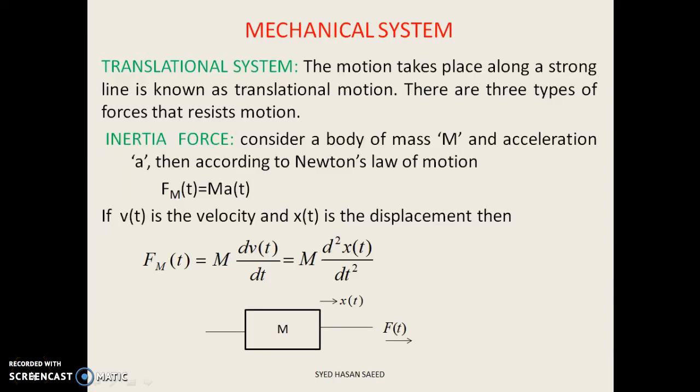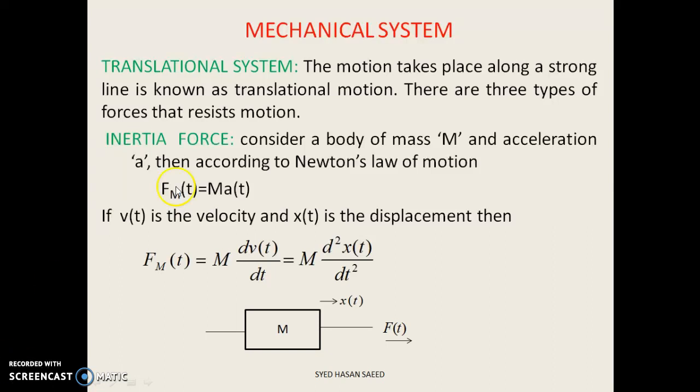Hello everybody. In this video we will consider the mechanical system. As you know, there are two types of motion. The motion which takes place along a straight line is called translational motion. There are three types of forces that resist the motion.